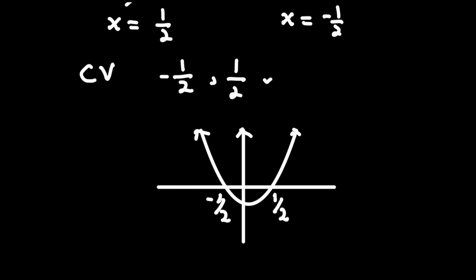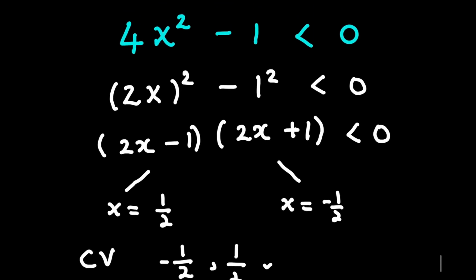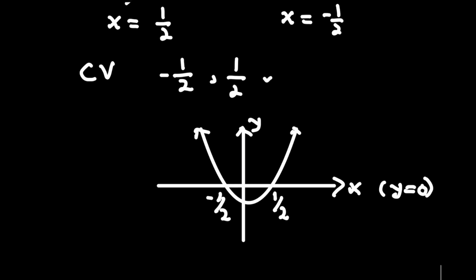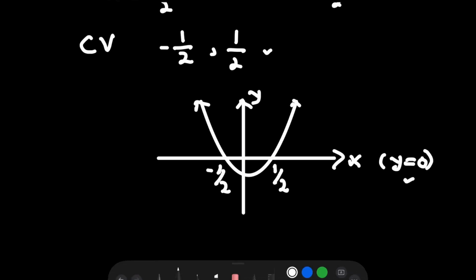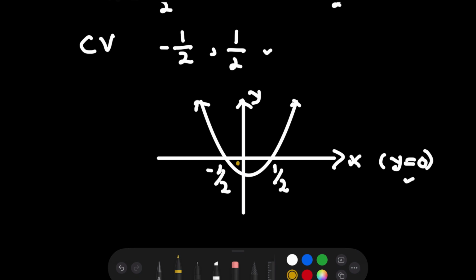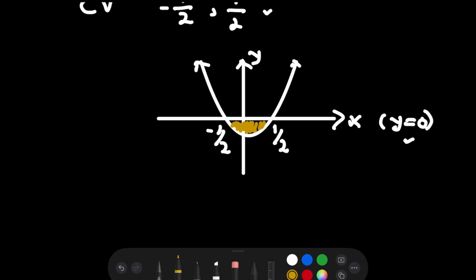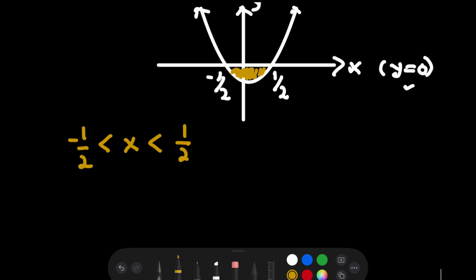Remember the x-axis has the equation y equals 0. The inequality says 4x squared minus 1 is less than 0, so it's basically asking us, where is this graph below the x-axis? That is this shaded portion right here, and take note that it's strictly below. So it's when x is between minus half and half. It can also be expressed in this fashion, minus half to half. At this portion, the graph is below the x-axis.